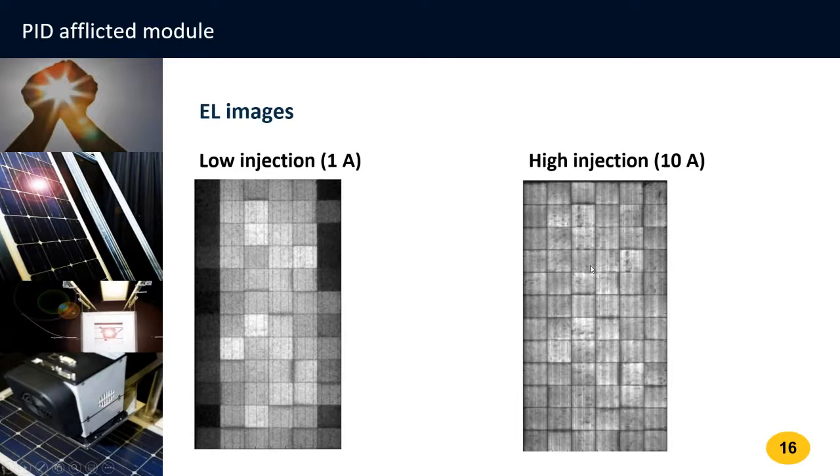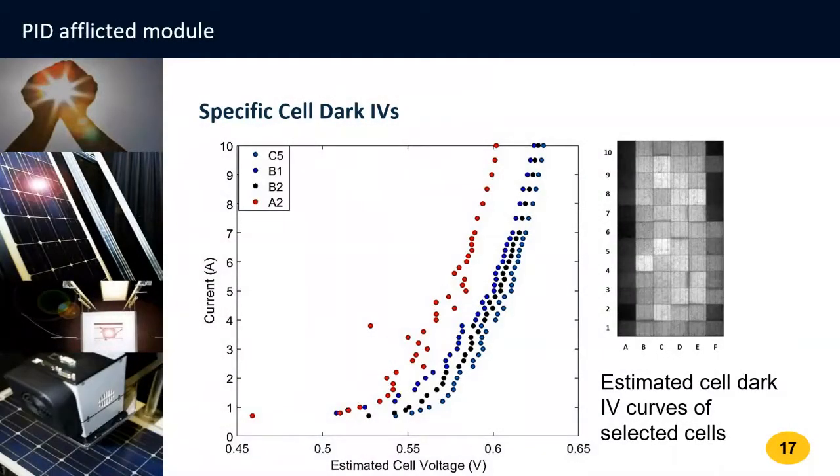Now if you look at the high injection EL image, on the other hand, these cells all appear to be at roughly the same voltage. So there's almost no change relative to each other, at least in the upper sections of the IV curve, for this module. Okay, so now to understand what's going on in some of these cells, I'm showing you the data directly from the EL imaging data cube that I spoke about, and I'll determine the voltages for 4 different cells.